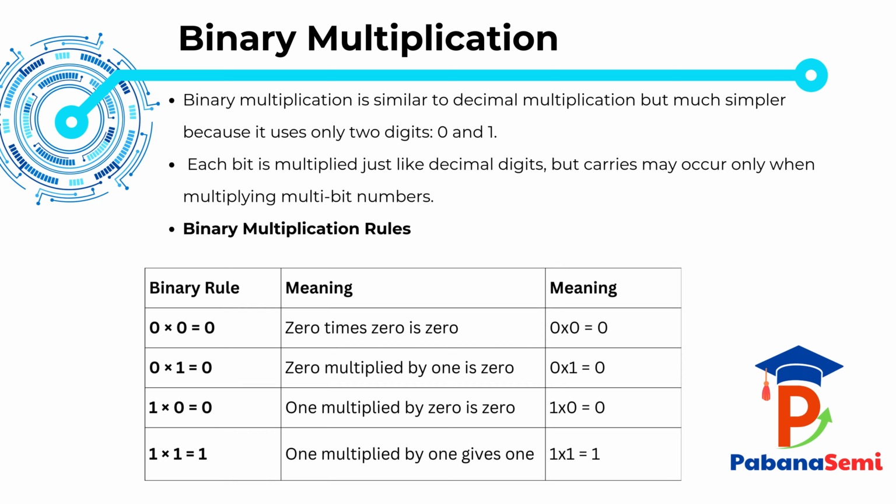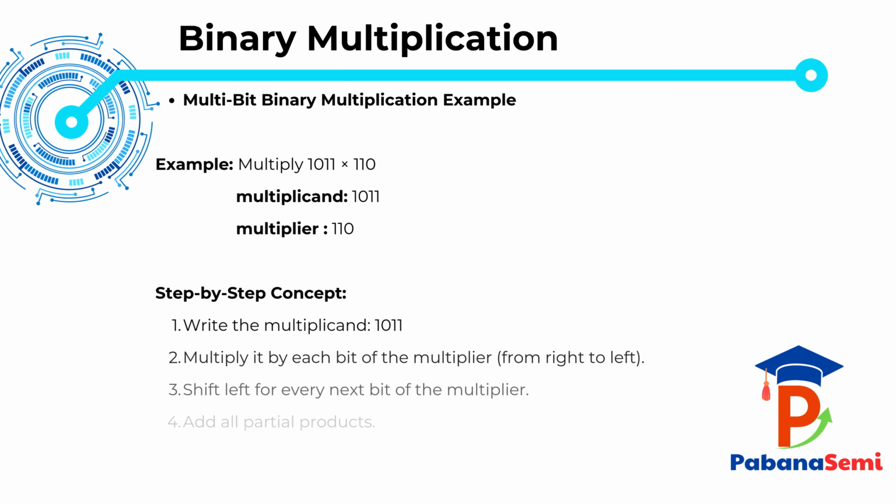These 4 rules form the foundation of all multi-bit binary multiplication you'll study next, like shift and add methods, partial products, and hardware multipliers. Multi-bit binary multiplication. Example, 1011 times 110. Let's walk through the steps of multi-bit binary multiplication using the example 1011 multiplied by 110.